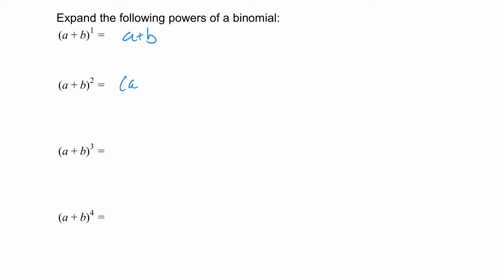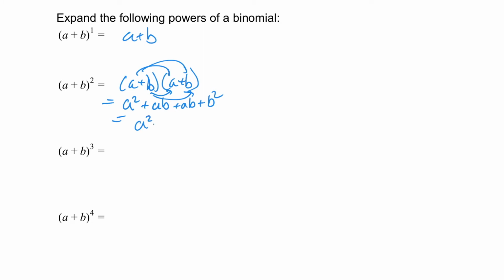So here we'll do it brute force, using the FOIL method if we think back, or just the distribution called the rainbow method. So a times a is going to be a squared. Then we get a times b, which is ab. And likewise, we get plus ab plus b squared. So that simplifies to a squared plus 2ab plus b squared. I'll go through this one last time to recognize how much more difficult this becomes as the exponent goes up.